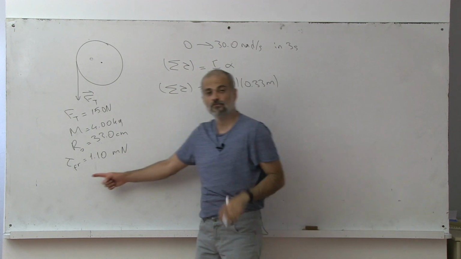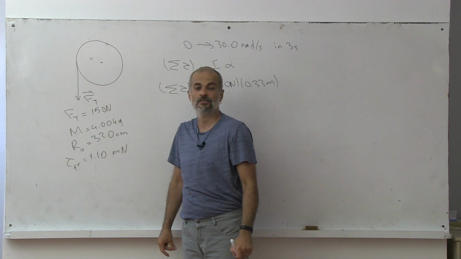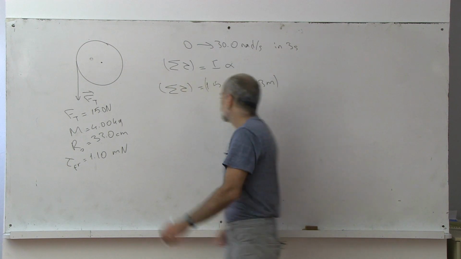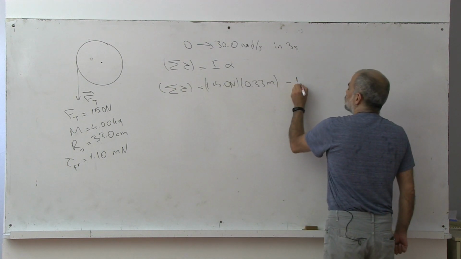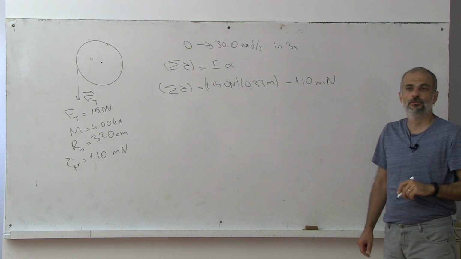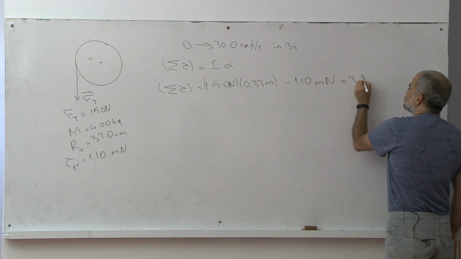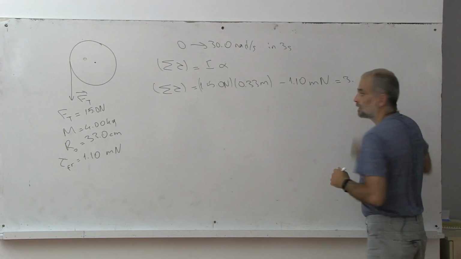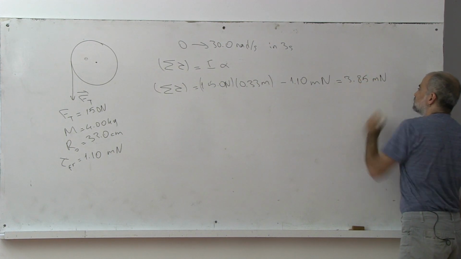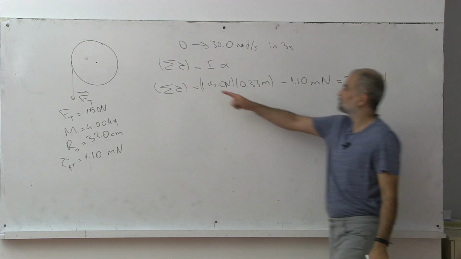And there is a frictional torque. The frictional torque will try to stop the rotation, and hence it acts in the opposite direction as the torque created by this force. So let's put a minus sign, 1.1 meter newtons. And the total torque of the system is 3.85 meter newtons. So this is the total torque acting on the system. So we know the torque.